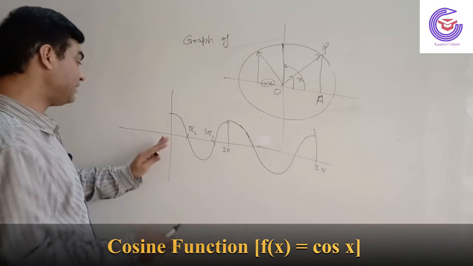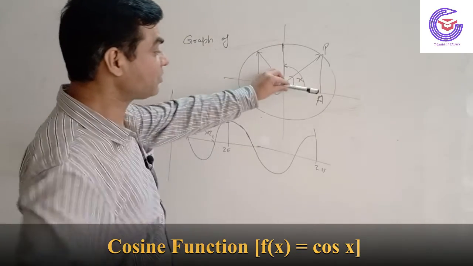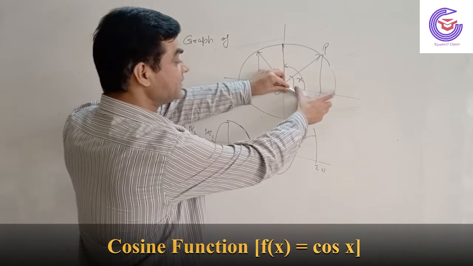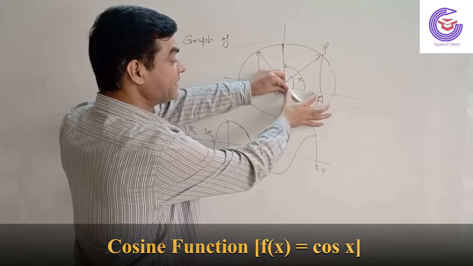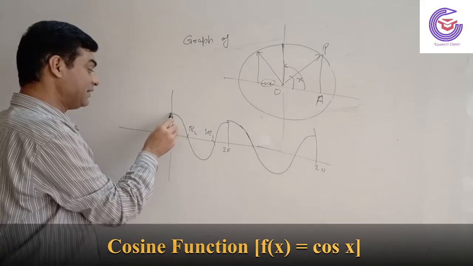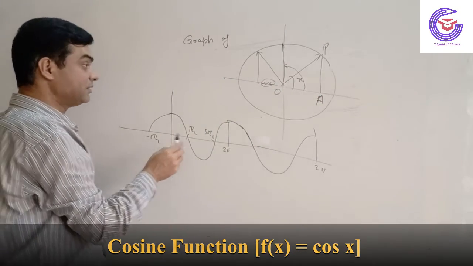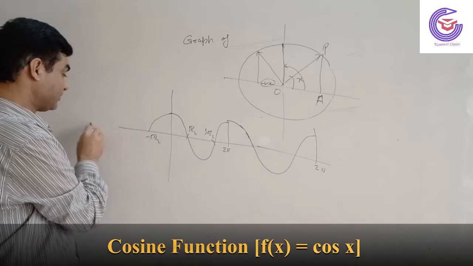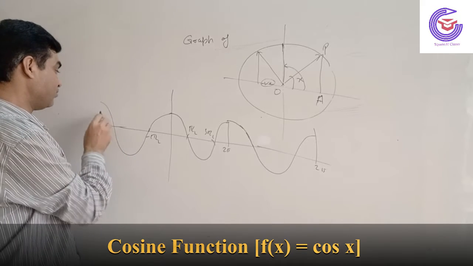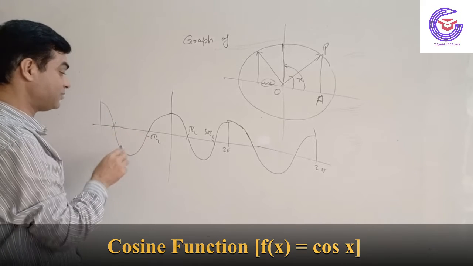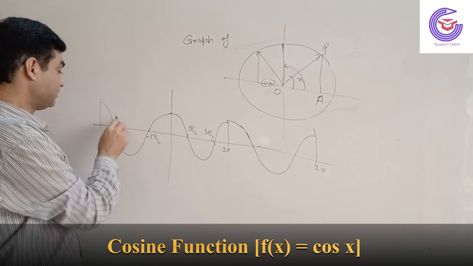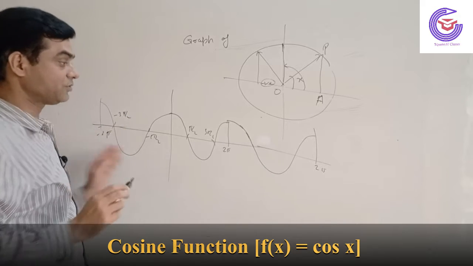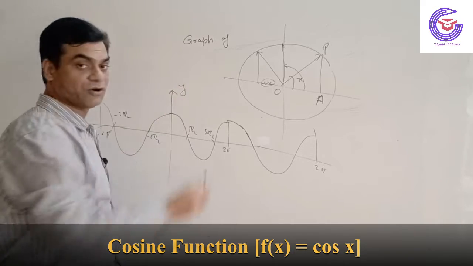In a similar manner, on the left side, what happens? Suppose you start rotating in the negative direction. Here the projection is coming down, but it is positive. So it is positive till it goes to minus pi by 2. At minus pi by 2, this radius goes to here, so it is 0. If you plot on the negative side, it will go like this. This is minus pi by 2, minus 3 pi by 2, this is minus 2 pi. So this is the graph of cos x.